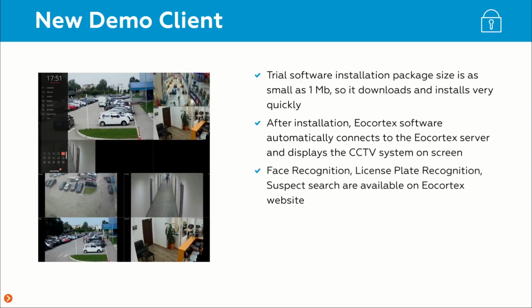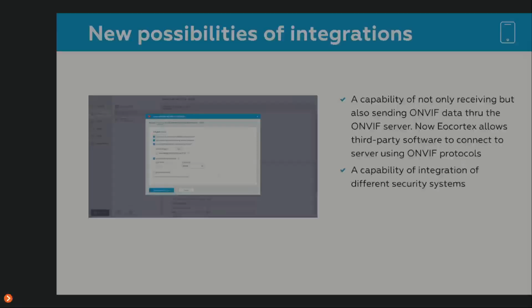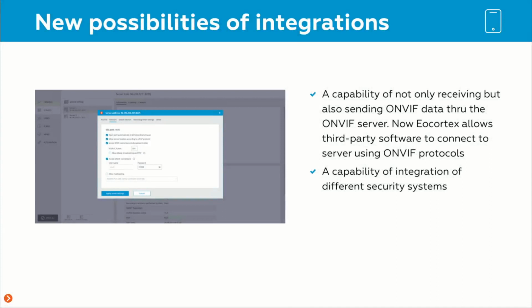And let us proceed to the technical improvements that open new project opportunities for us, and we are going to get better acquainted with the new updates. So now Eocortex works with the standard ONVIF protocol, both during data transmission and receipt. It means that you can use Eocortex in large projects that require integration with other security systems.